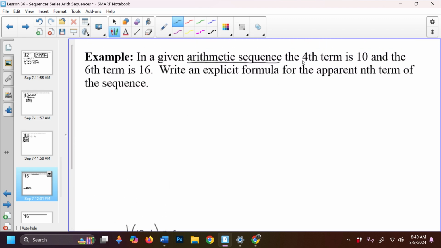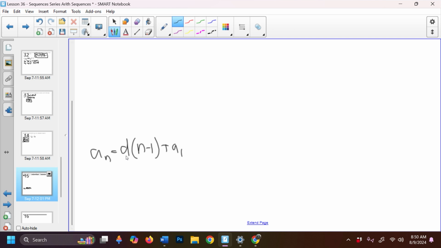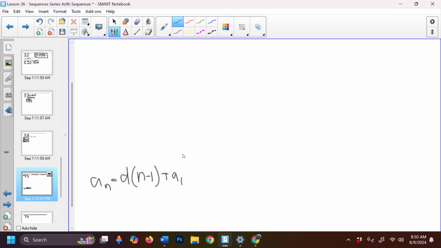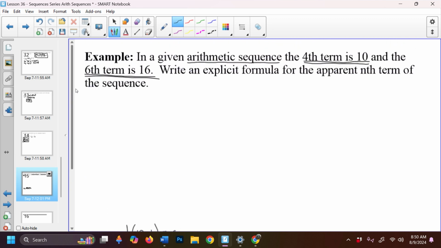They give us that the fourth term is 10 and that the sixth term is 16. But I need a common difference and I need a first term. Well, if you recall from earlier, I made a big deal about the fact that this equation here is a linear function. So all I am going to do is say, hey, I have (4, 10) and (6, 16). Let's just write a linear equation.